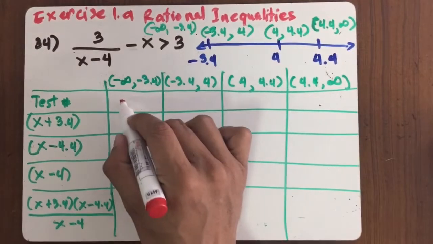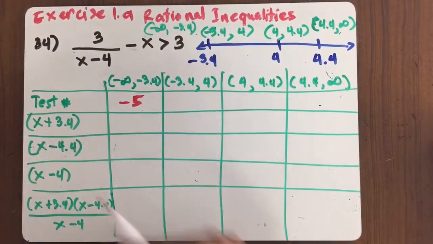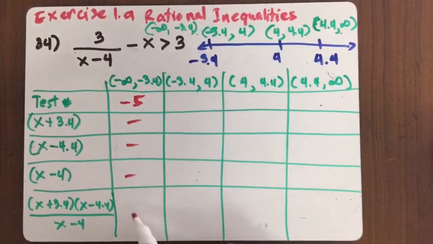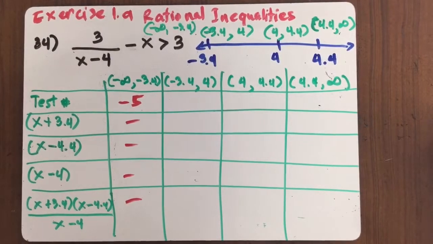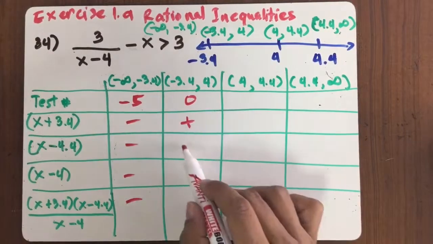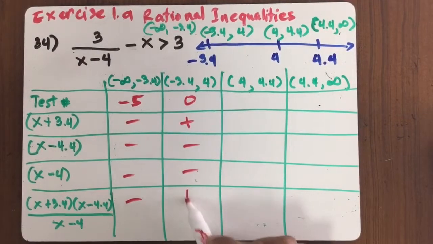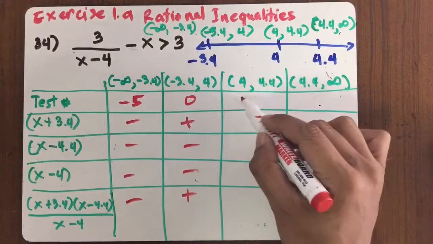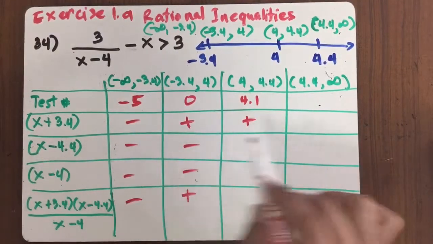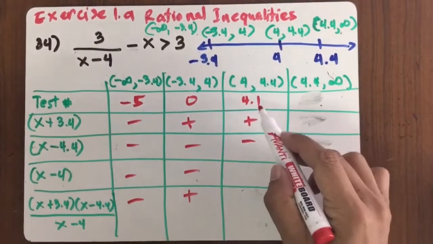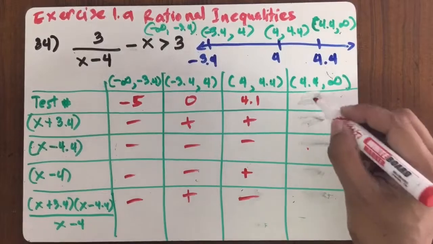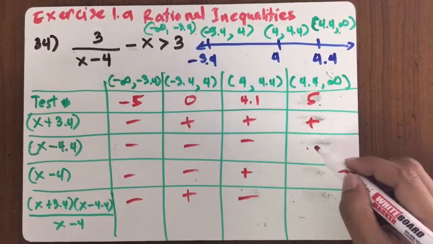Kukuha tayo ng test number in each subinterval. Halimbawa, negative 5. O, ano yon? It's going to be negative, negative. So, positive over negative is negative. How about in the next subinterval? Halimbawa, 0. Okay, so it's going to be positive. How about dito? 4.1. Positive doon. Negative ka dyan. Okay, and then dito positive uli. So negative over positive is negative. How about 5?